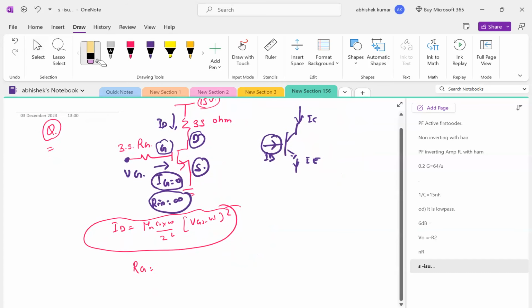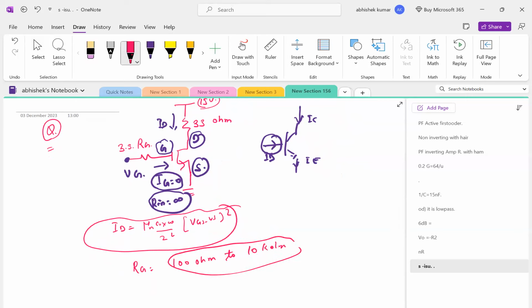That RG value, they tell you 100 ohms to 10 kilo-ohms will be suitable. Hmm. Okay, it means that it got designed.